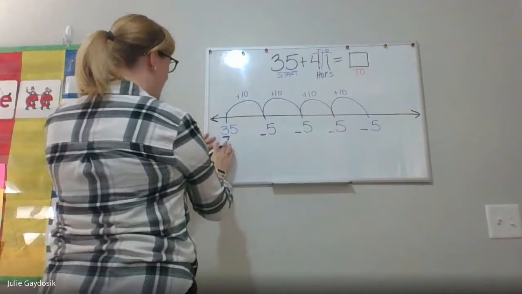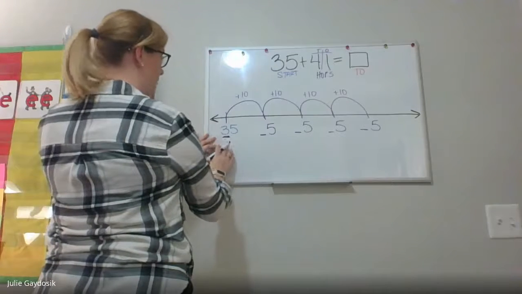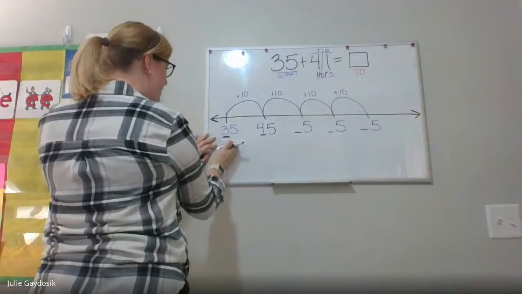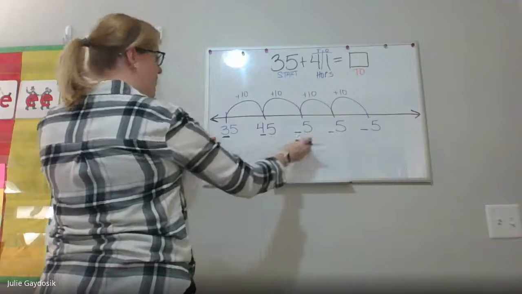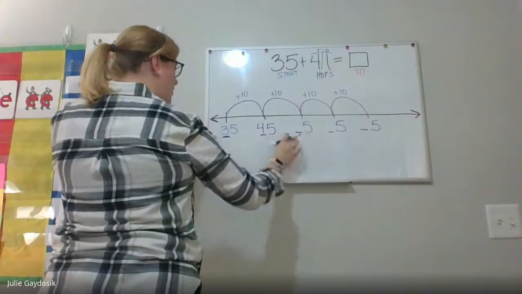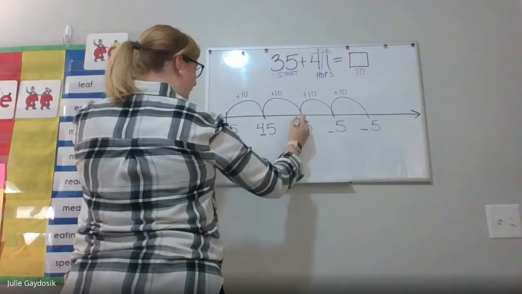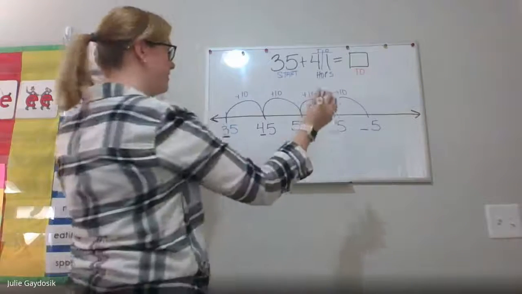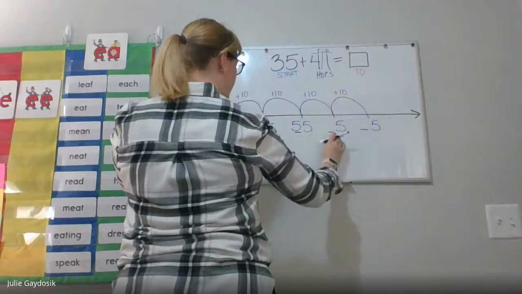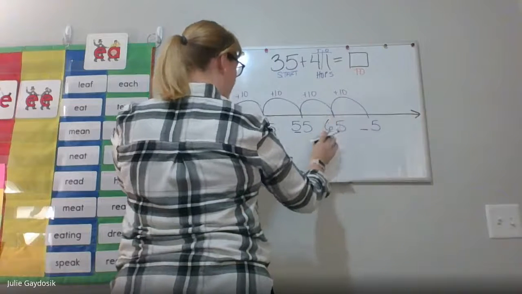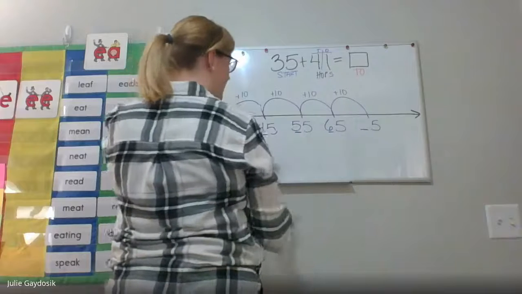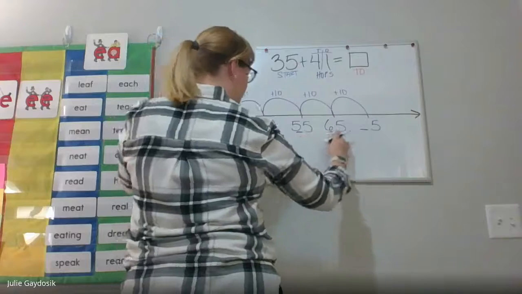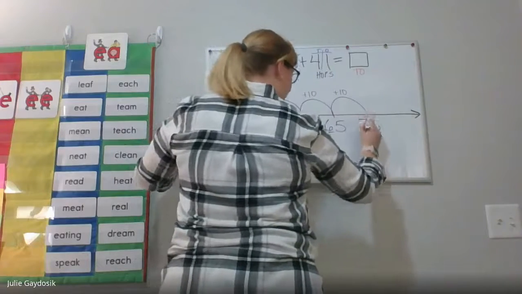So what number is greater than 3? One more than 3 is 4. So 35, 45. What's one more than 4? 5. So it's 35, 45, 55. 10 more than 55 should be 65 because 6 is one more than 5. 10 more than 65, 35, 45, 55, 65, 75, right?